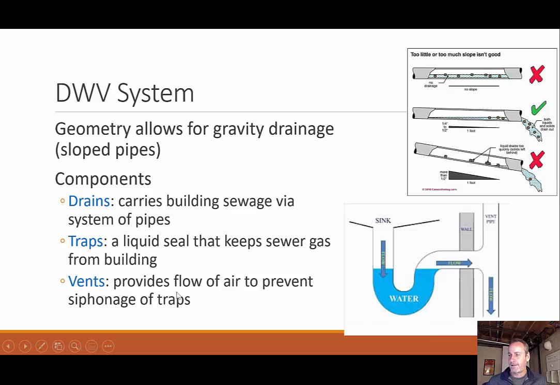We have vents. A vent provides the flow of air to prevent siphonage of traps. This is my pipe vent. So anytime I have, after a trap, a vertical run going down, you can imagine that gravity would be pulling this water down. If I didn't have this vent, if this were just closed right here, then it would just suck all of the water out of the trap, and I could have all that sewer gas coming into the house. So instead, we vent it so it doesn't get that suction, right?